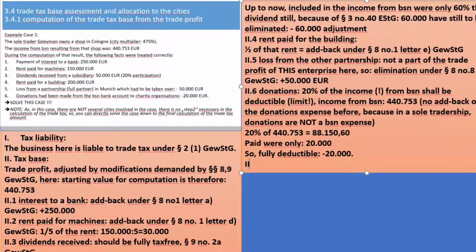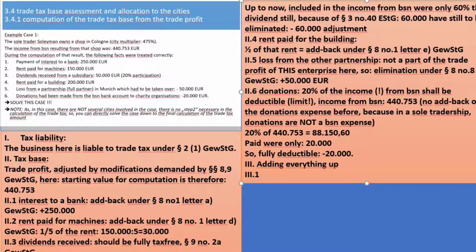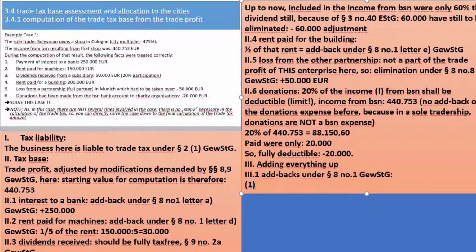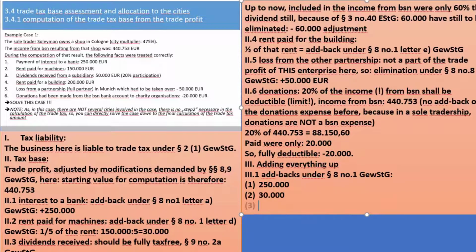Okay. Now, number 3, adding everything up. Okay, this is not a very impressive headline, you know that, but okay, 3. So first step is calculate the add backs under paragraph 8, number 1 of the Trade Tax Act, because you have to view them together. Because of event number 1, 250,000. Because of event number 2, 30,000. Because of event number 3, forget about this, because this has nothing to do with 8, number 1. It is other adjustments.